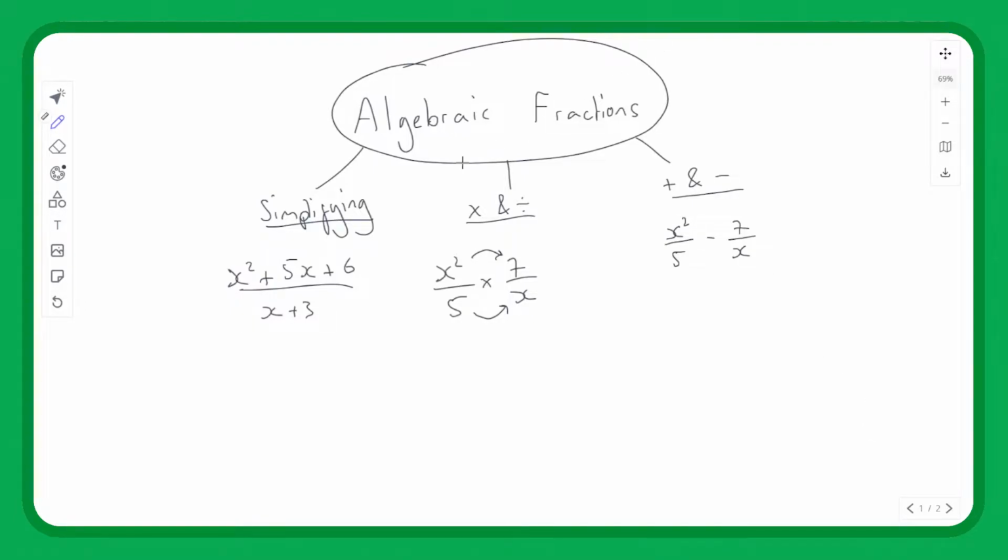We're looking at algebraic fractions, and there are three main subtopics to this. There is simplifying fractions, timesing and dividing fractions, and adding and minusing fractions. So let's first look at simplifying fractions.